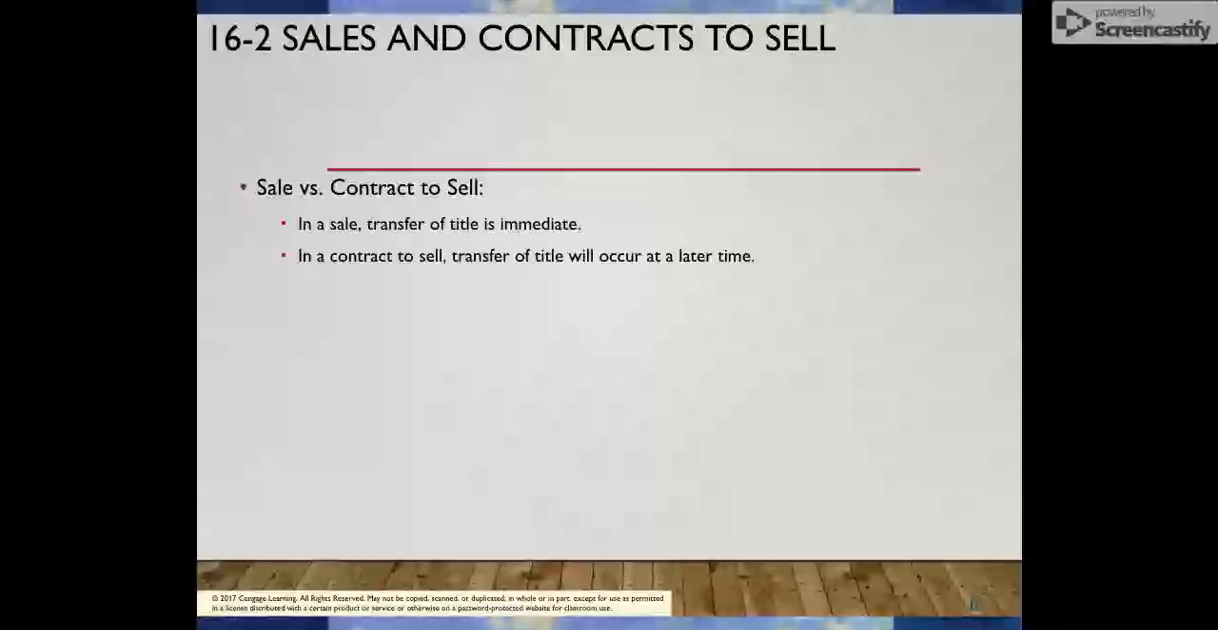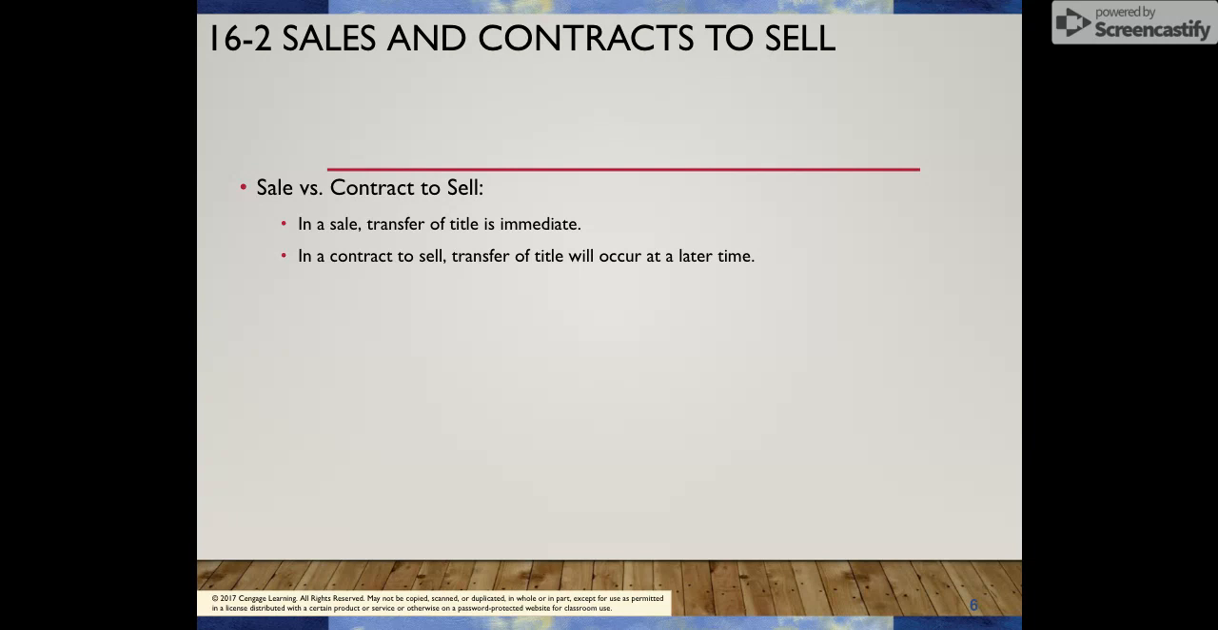contracted. When it comes to a sale versus a contract to sell, in a sale the transfer of the title is immediate. Think about when you go to the store and buy yourself a sandwich. That transaction happens immediately. You put your card in or give cash, you get the sandwich, and you get a receipt, which shows what happened, and that's like your contract.